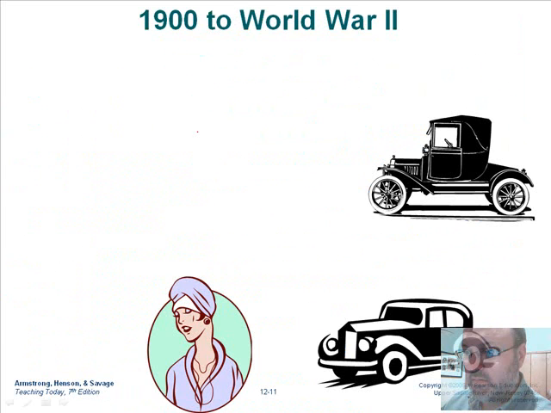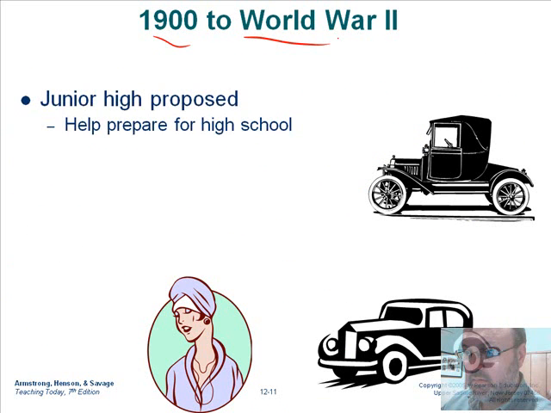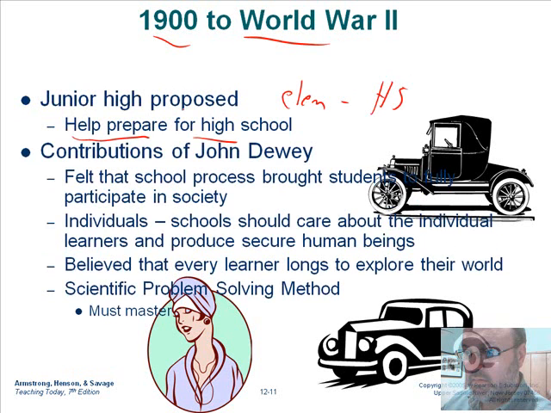And then let's jump. We leave up to 1900, so 1900 to World War I, and this was really when the junior high was proposed, and that was to help prepare for high school. And of course, you remember they were jumping from elementary to high school, and so there was some need for an intermediate in there.